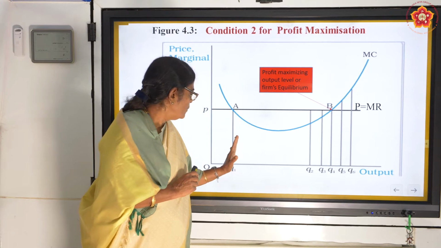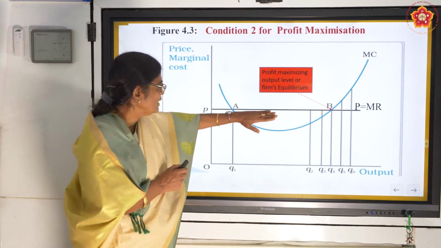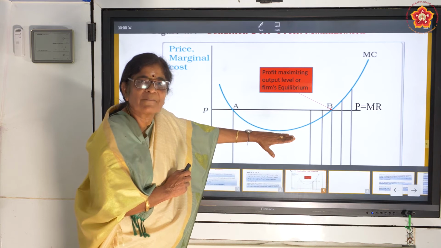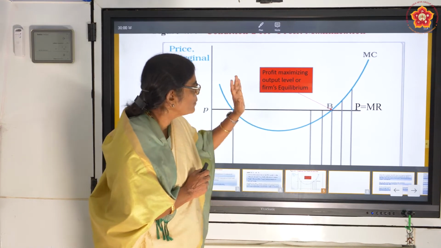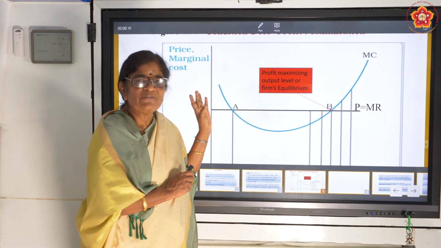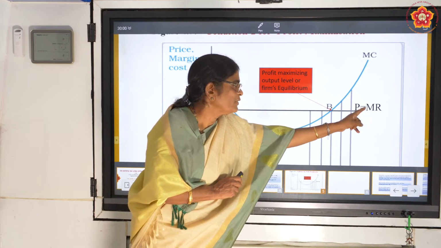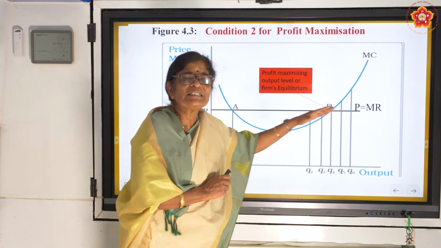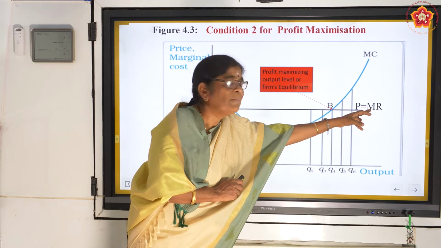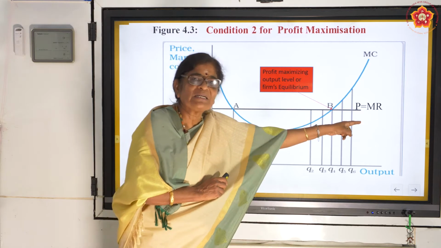If you go beyond this level of Q1 output, what do you observe? You observe that the price line is above, and the MC line is below. That means price is more. We have already established that concept: under a perfectly competitive market, for a firm, price is nothing but marginal revenue. I will explain further why P is equal to MR. Therefore, we can say for a perfectly competitive firm, price is equal to MR, only for a firm functioning under a perfectly competitive market.